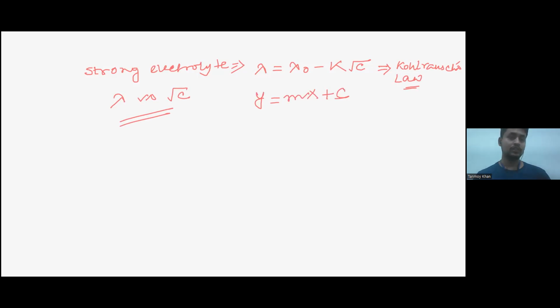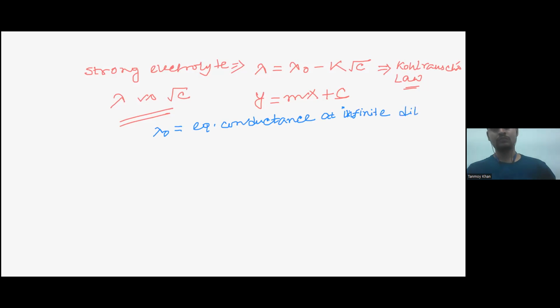What is lambda 0? You need to know that first. Lambda 0 is nothing but the equivalent conductance at infinite dilution. When dilution is very high, the conductance you get is a constant, and that is called the equivalent conductance at infinite dilution. So lambda 0 is basically nothing but a constant.